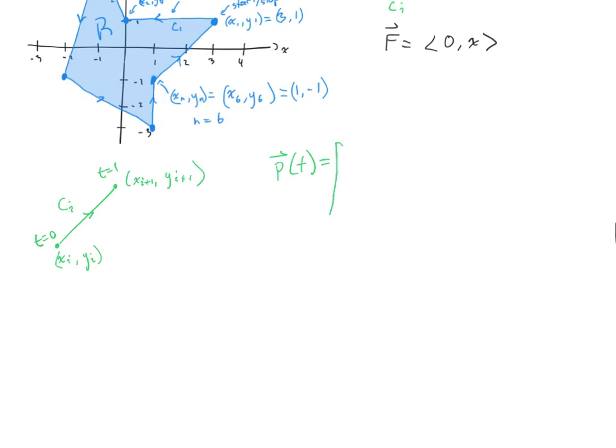Its x coordinate, I'm going to write it as a column vector because they're going to be a little big, is going to be t times xi plus 1 plus 1 minus t times xi. And its y-coordinate looks really similar. It's t yi plus 1 plus 1 minus t yi.